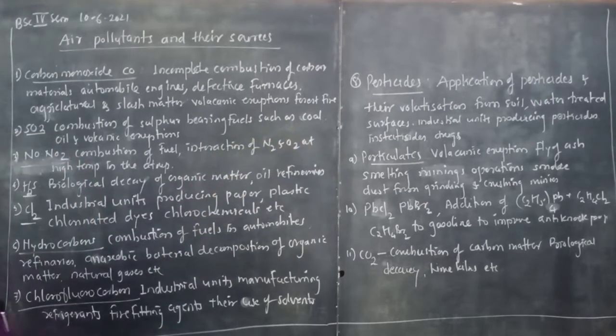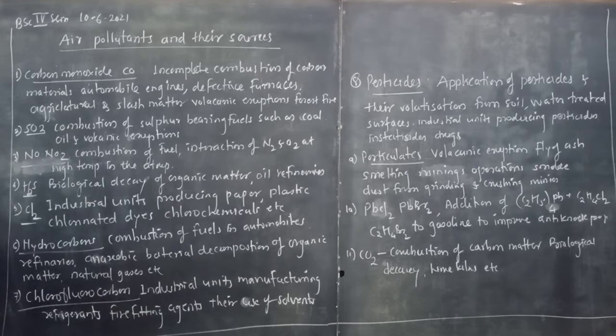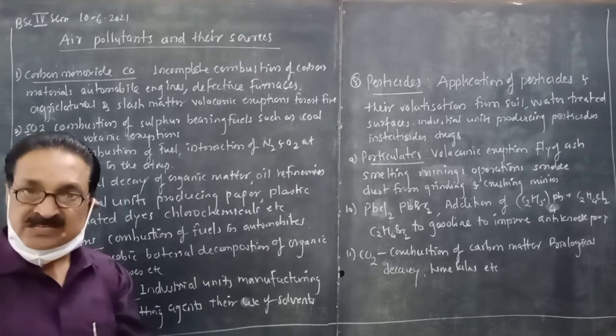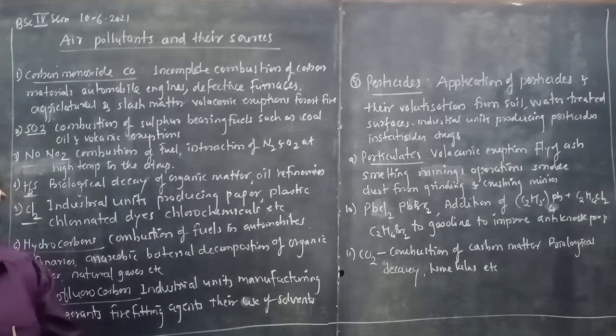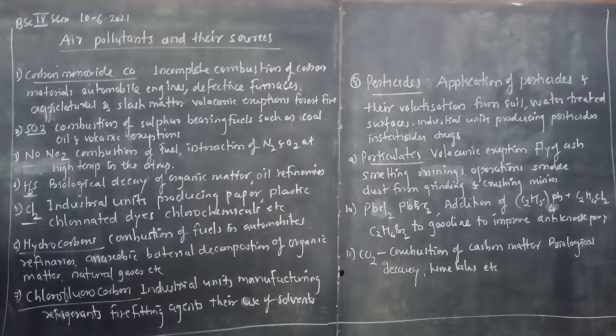Then you can even take coal, oil, and volcanic eruptions. Volcanic eruption means the volcanoes. It is a natural process where a tremendous amount of heat is liberated from the earth's crust. At the same time, unwanted gases like sulfur dioxide, carbon monoxide, carbon dioxide, and oxides of nitrogen are all eliminated into the atmosphere.